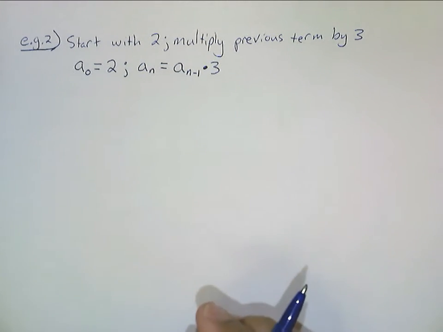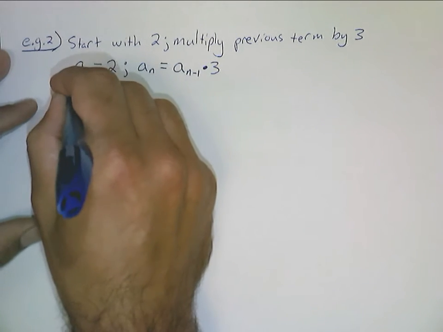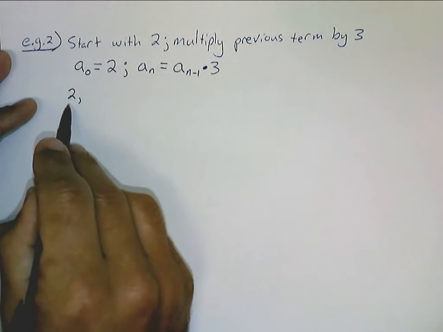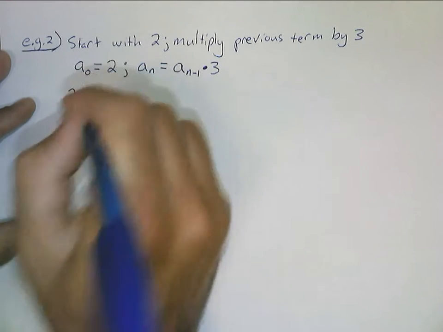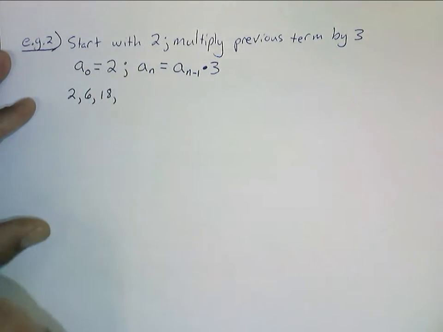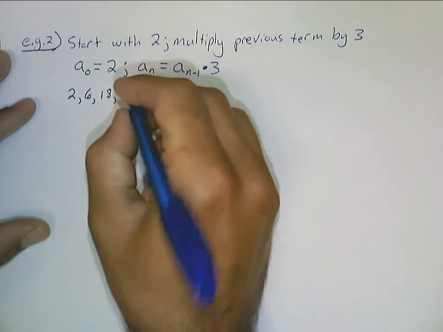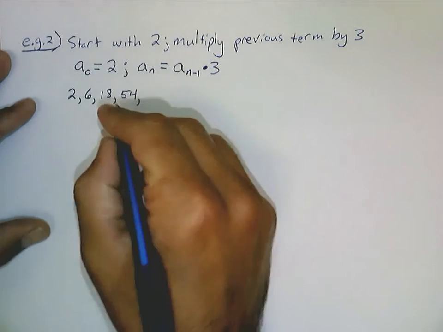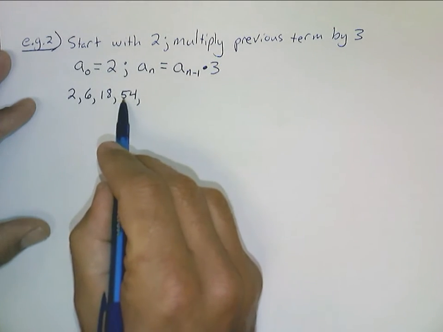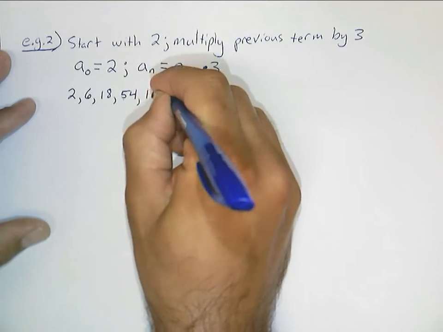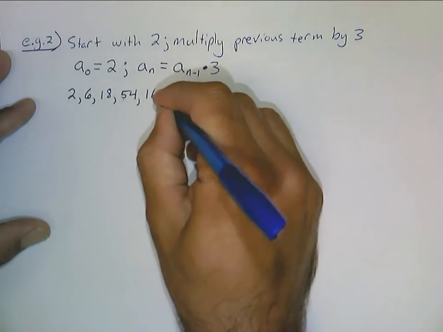So, if we were to write out the actual sequence itself, of course, we start with 2. The next term, we just multiply that by 3. So 2 times 3 is 6. The next one would be 6 times 3, or 18. The next one would be 18 times 3, which is 54. Next one would be 54 times 3. Well, that's 50 times 3, which is 150, plus another 4 times 3, which is 12, so that would be 162, I believe. And it would just keep on going like that.